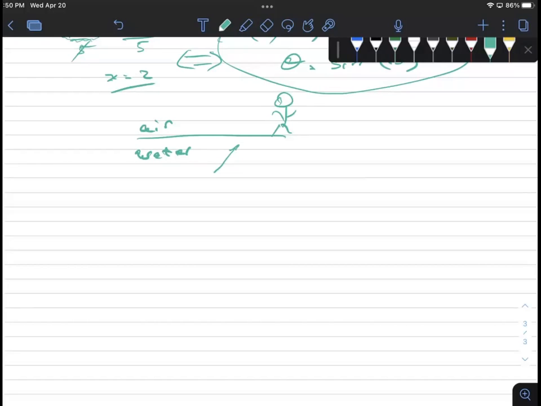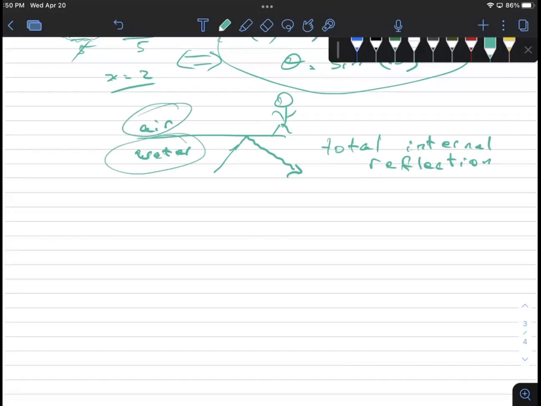Depending on the angle you use, if the angle's too big, instead of the light coming out so that your friend can see it, the light actually bounces back into the water as if it's a pure mirror. This is what's called total internal reflection. And it happens when you go from a more dense medium to a less dense medium, but only for certain angles. And so we're going to learn what's called the critical angle, which is, for a certain situation, the angle that makes the surface of the water act like a mirror.